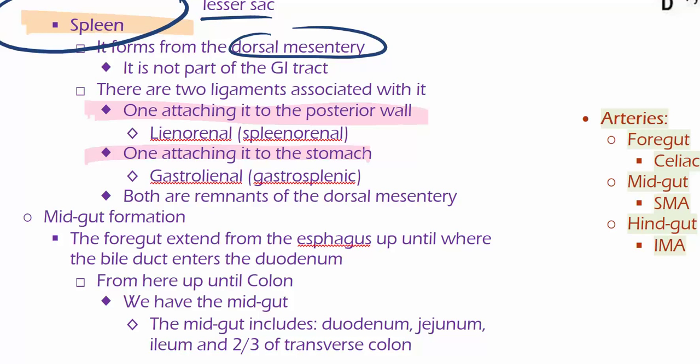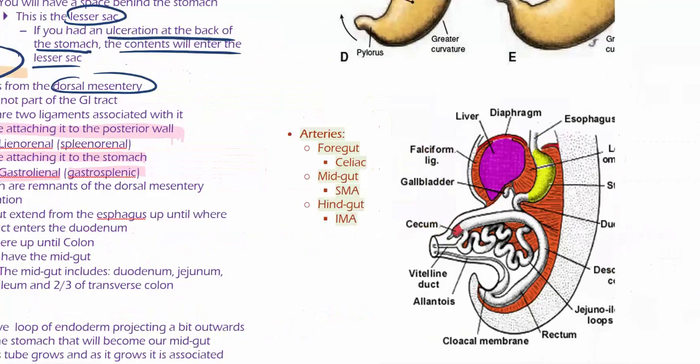It's supposed to be spleno, posterior abdominal wall, but what's next to the posterior abdominal wall is your kidneys. So it's splenorenal for the ligament attaching the spleen to the posterior abdominal wall. And the one attaching the spleen to the stomach is called the gastrosplenic ligament. Let me show you a quick picture of this.